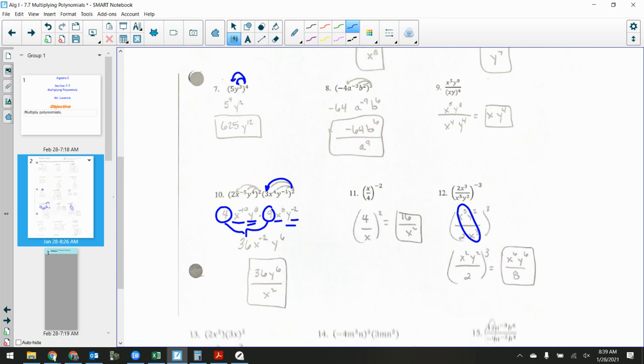Bring that all into the 3rd power. That should be x to the 6th, y to the 6th. 2 to the 3rd is 8. So x to the 6th, y to the 6th all over 8.